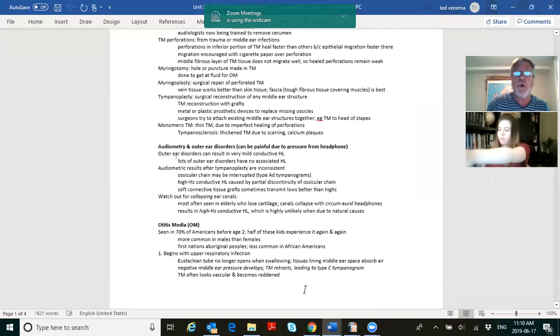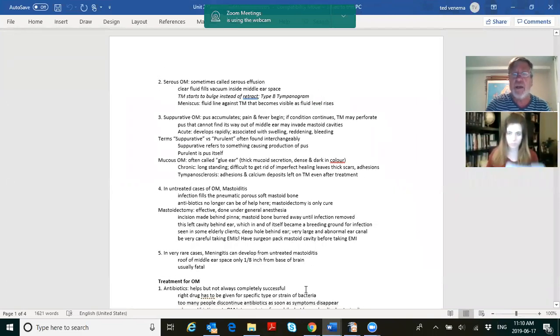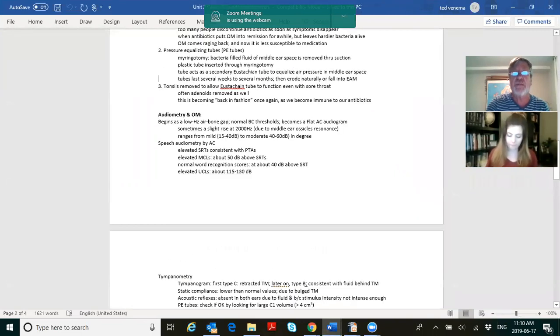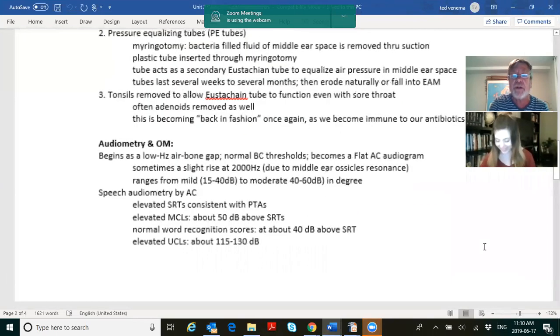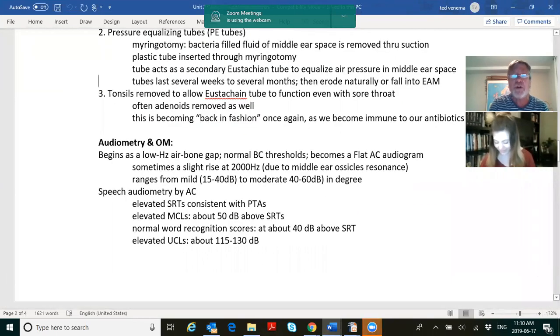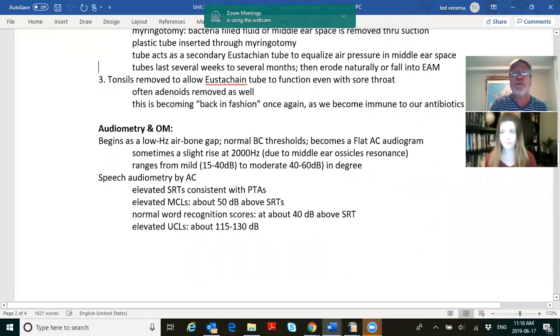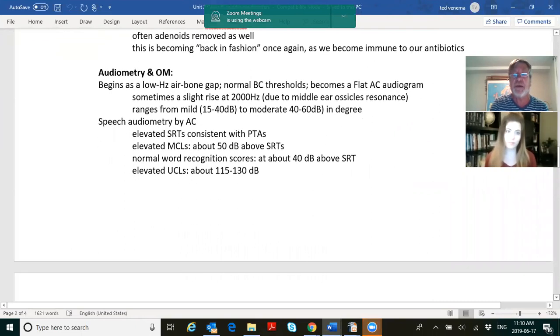And we're almost done. We went through otitis media last week, and we went through treatment for otitis media last week. Hang on, that stupid thing pops up all the time. I wish it would not do that. There you go. And we're working our way down the page. Audiometry and otitis media, as you can see here.